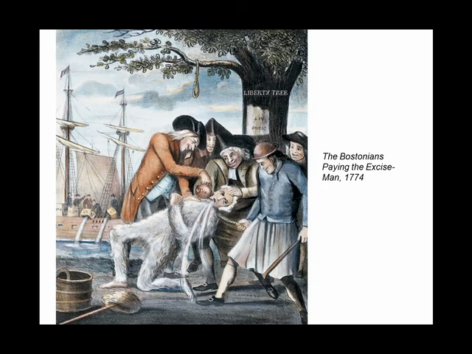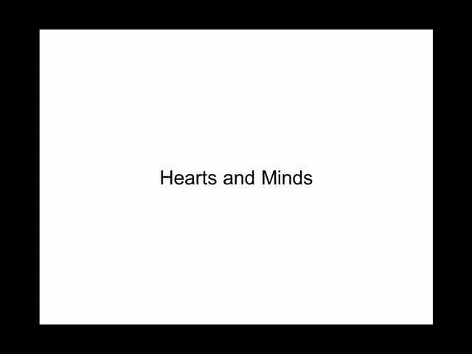Here's a Sons of Liberty cartoon. We have the Boston Tea Party in the background. We have the taxman being tarred and feathered with a rope around his neck, threatening lynching. We see in the background the Liberty Tree with the Stamp Act upside down upon it. The American Revolution is coming, and there's not much that can be done to stop it.